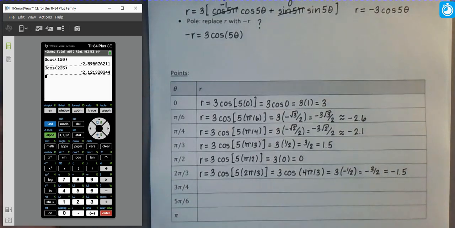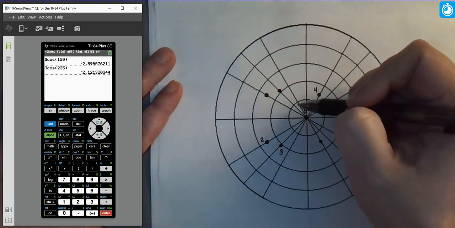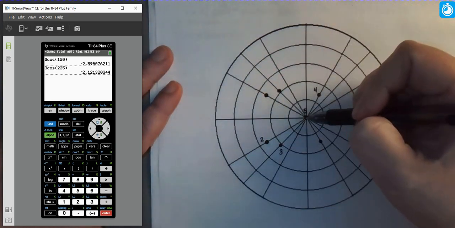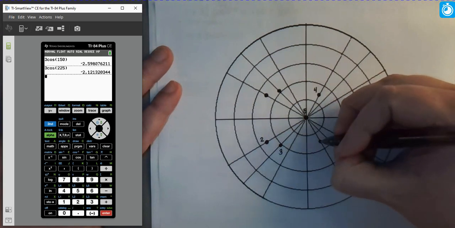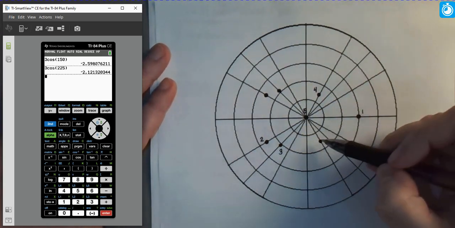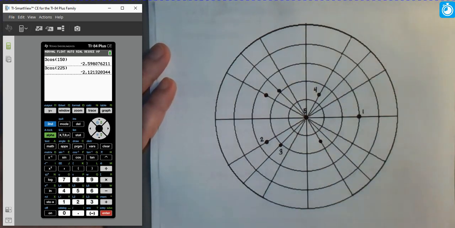So when we get to 2 pi over 3 radians, which would be right here, we are at negative 1.5. So 2 pi over 3, negative 1, negative 1.5. Okay, it looks like we've already got that point. Hey, we got that one from the symmetry, right? That's one of the things that the symmetry does for us. It saves us some time.